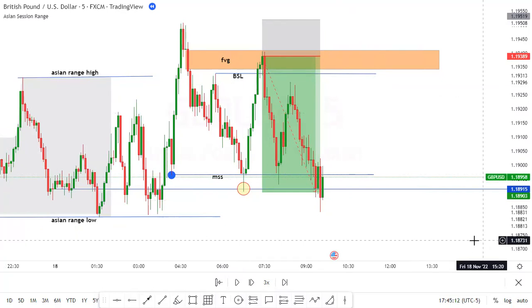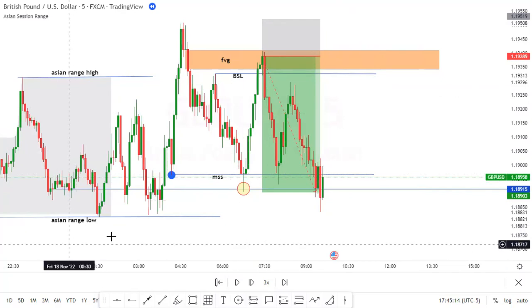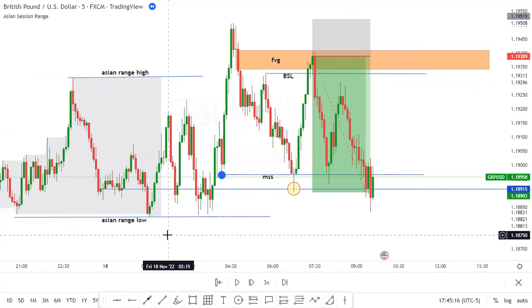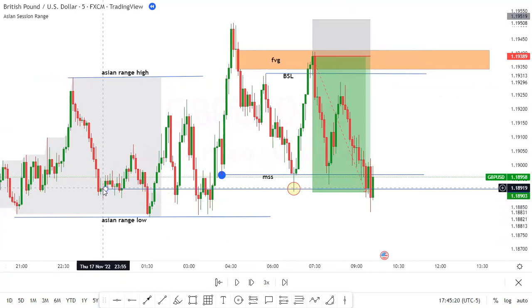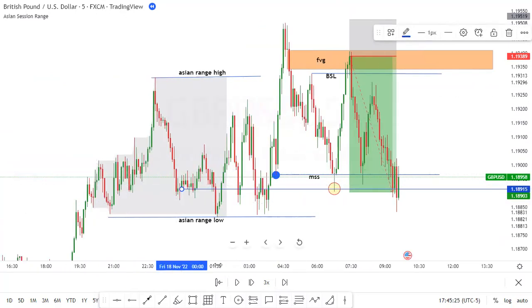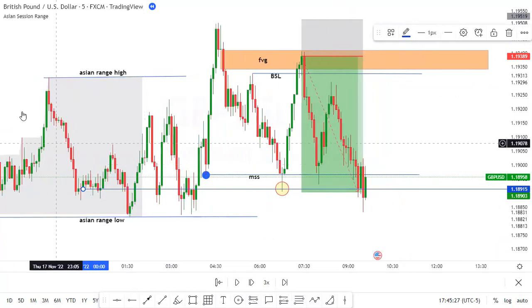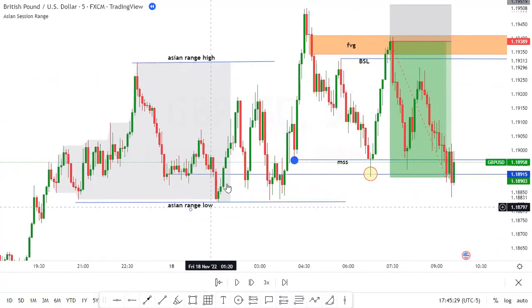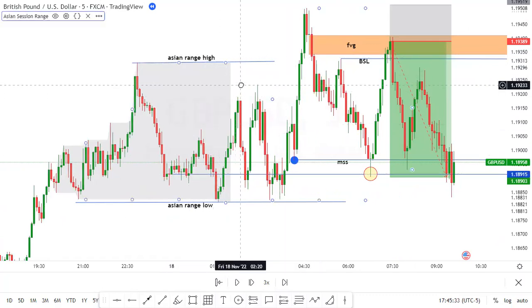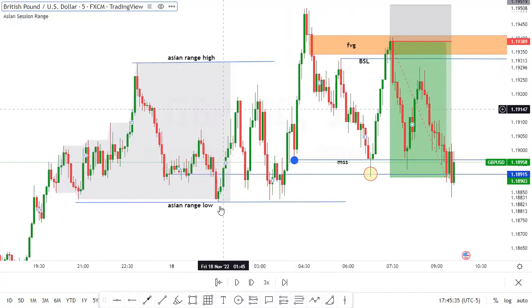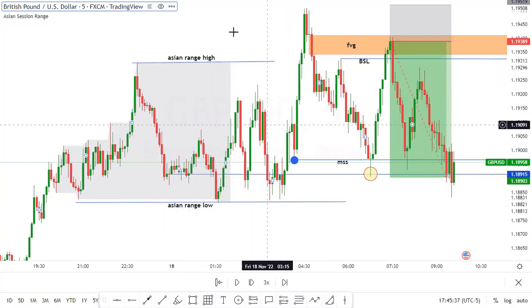I usually first have to mark my New York open price, and this was the New York open price here, you can see. And after that, I have to make sure I draw my Asian range high and my Asian range low, because I have to wait for the market to sweep either the Asian range high or the Asian range low. So if the market sweeps the Asian range high first, then I'm going to look for a selling opportunity.